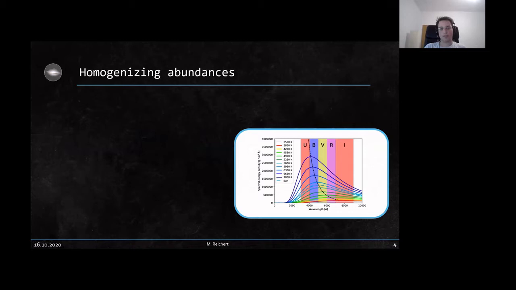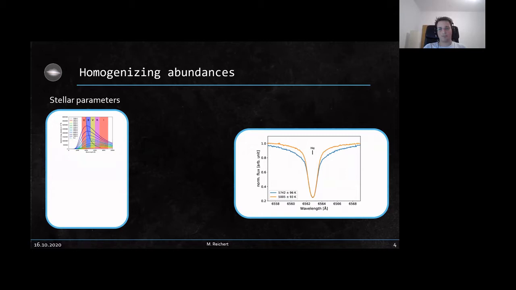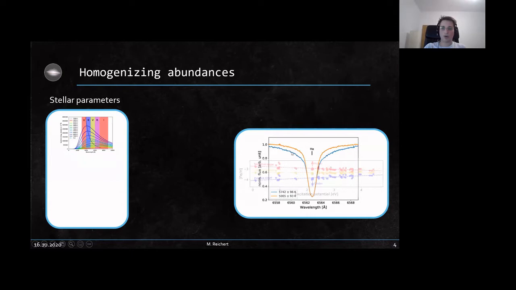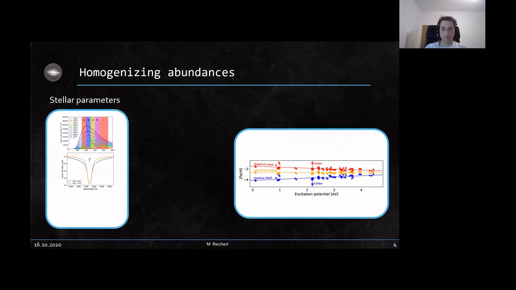But you can also look at certain temperature sensitive lines such as the H alpha line here, for example. You can see here for two different stars with two different temperatures, these lines look different. Or you can actually measure individual iron lines, and each iron line should give you the same metallicity value. And judging from this, you can judge if you took the right model of your star and also the right temperature, therefore.